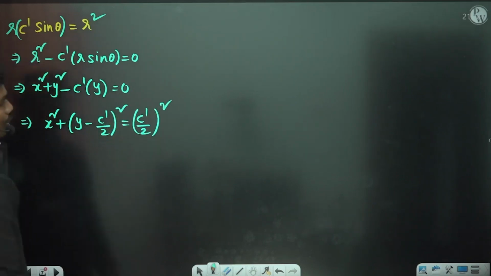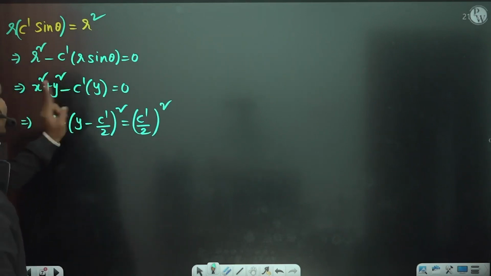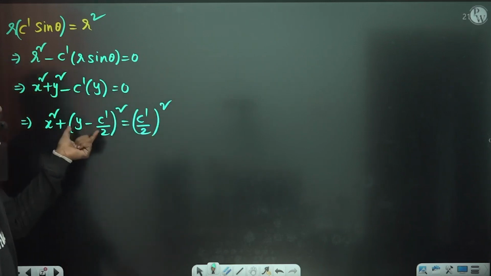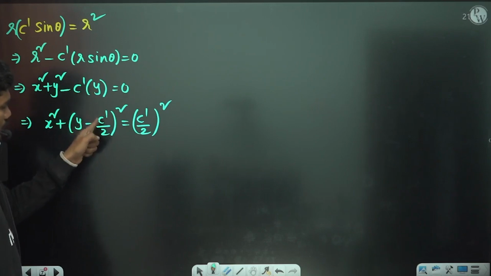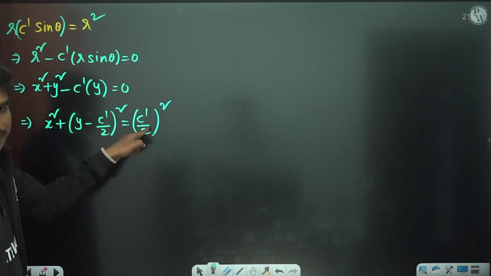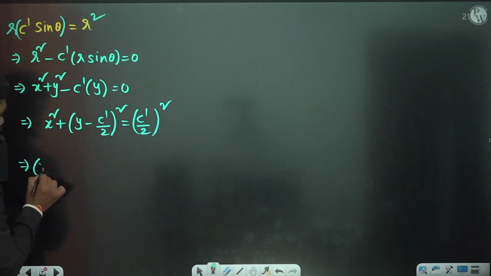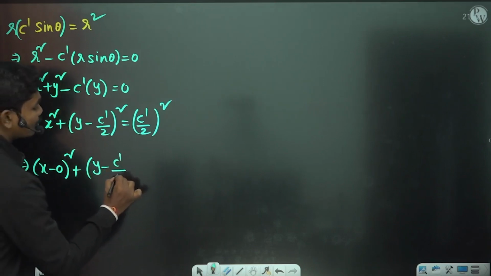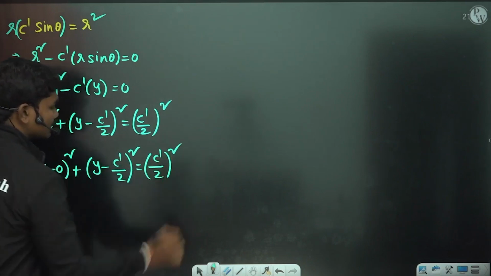Yes or no? Correct? Normally you can write this in terms of a circle equation, because for y square minus c dash y, if you try to write this in some whole square form, then y minus c dash by 2 whole square gives you y square minus c dash y plus c dash square by 4. That's why we have written one more c dash square by 4 on the right hand side. So this equation is something like x minus 0 whole square plus y minus c dash by 2 whole square is equal to c dash by 2 whole square. So this is what you have here.